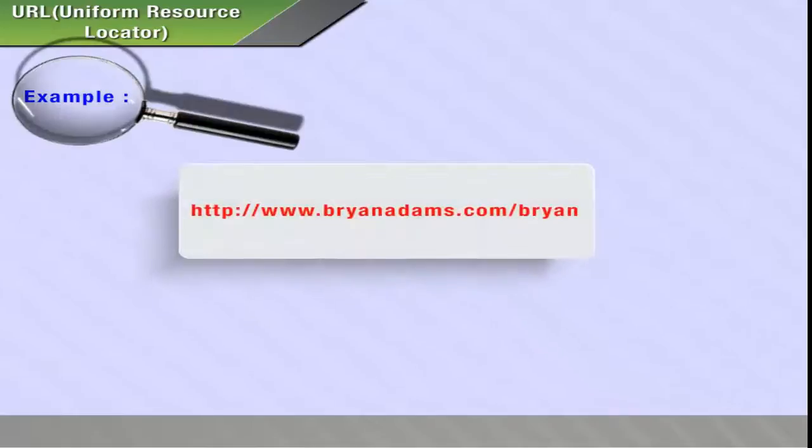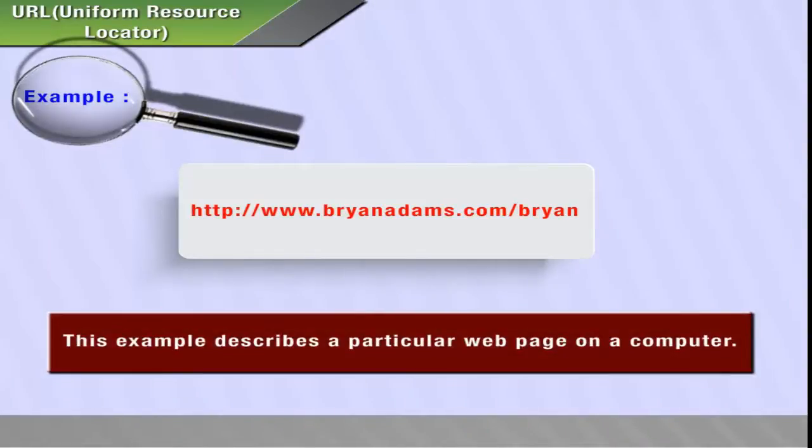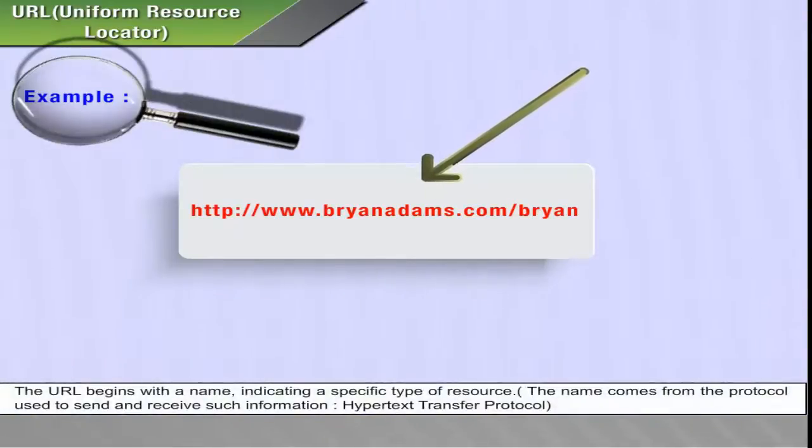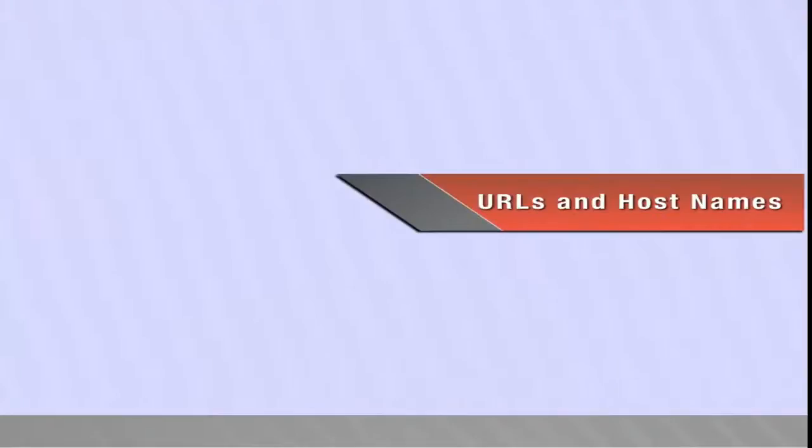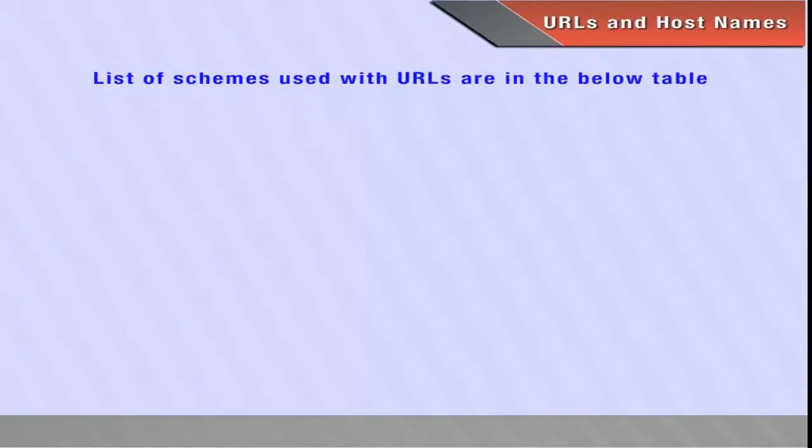Example 1. http://www.brianadams.com/Brian. This example describes a particular web page on a computer. The URL begins with a name indicating a specific type of resource. The name comes from the protocol used to send and receive such information, Hypertext Transfer Protocol. URLs and hostnames. A list of schemes used with URLs is in the below table.